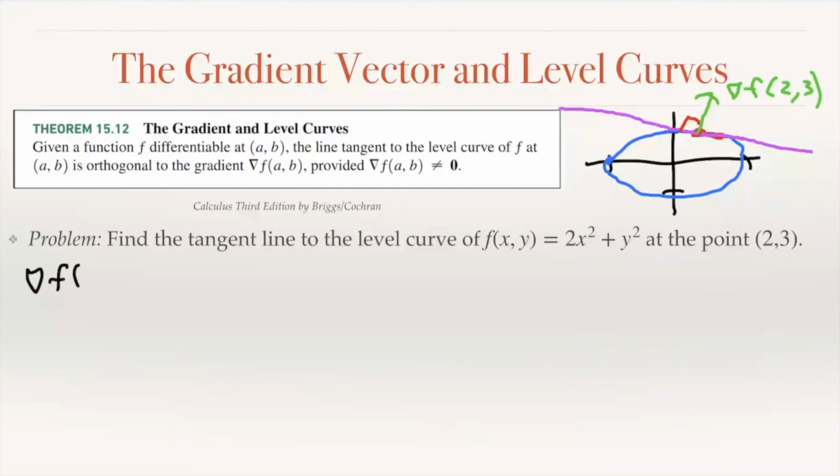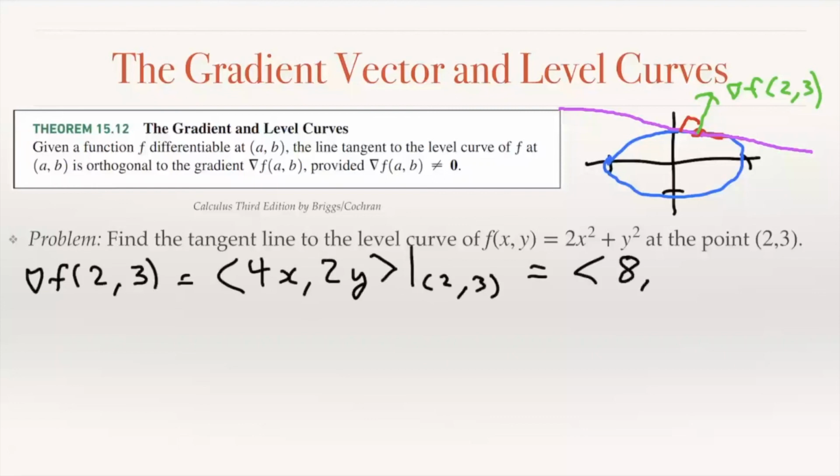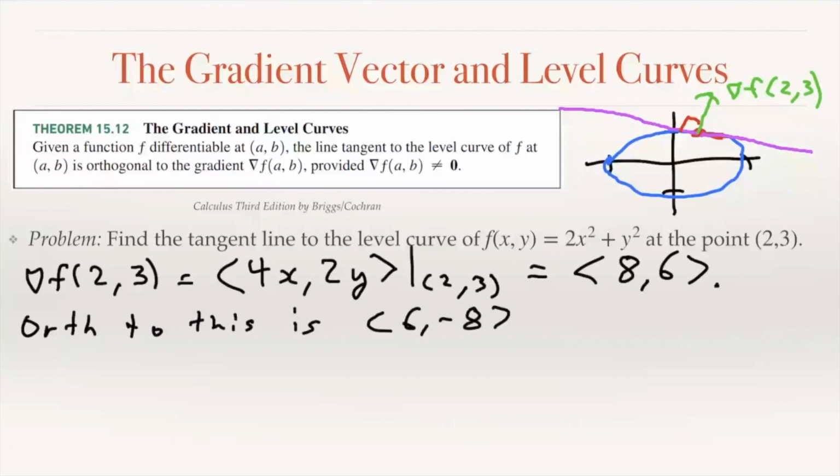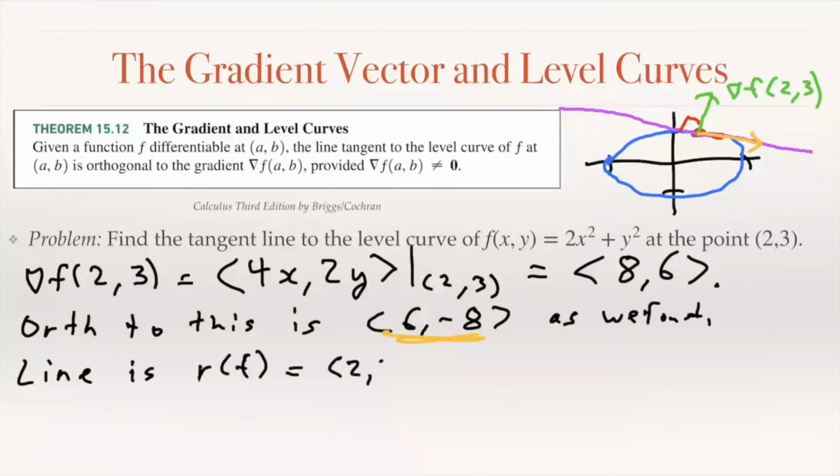Okay, so the gradient of f at the point (2, 3), that is (4x, 2y), the partial derivatives evaluated at (2, 3), and that is (8, 6). And orthogonal to this is (6, minus 8), as we found. You can verify, and remember that for a vector in R2, you just swap them and put a minus sign on one, and then the dot product is 0. And this vector here will be like that vector. And now the line that we desire, the tangent line, is going to be r of t equals (2, 3) plus t times (6, minus 8). That would be in vector form.